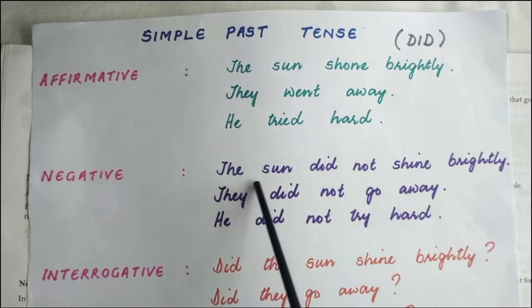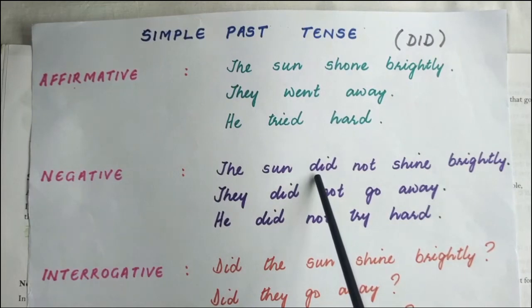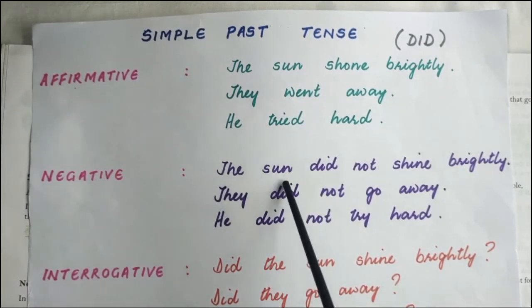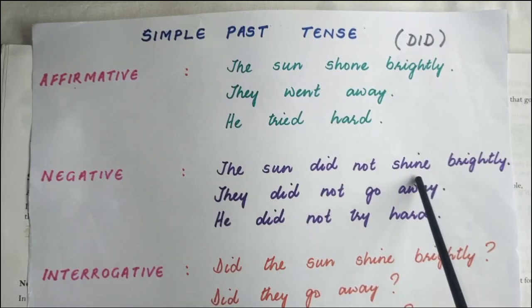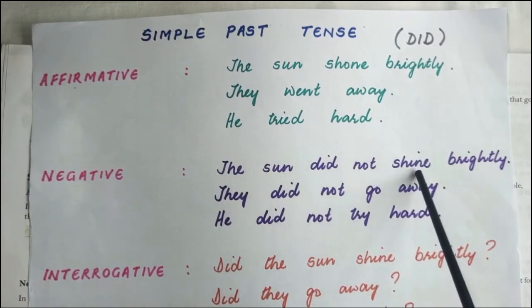Negative: the sun. Now, what is this word here? Remember, in the simple present tense, we used do and does. In the simple present tense, for the negative and the interrogative, we used do or does according to the subject. In the simple past tense, we use did. The sun did not shine. Shone will be changed back into its original first basic form. Okay, the sun did not shine. Not did not shone. The sun did not shine brightly.